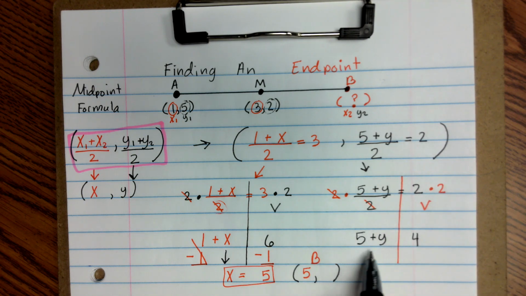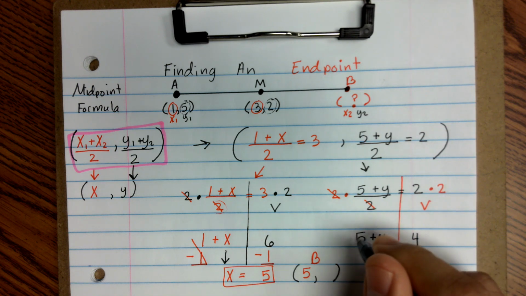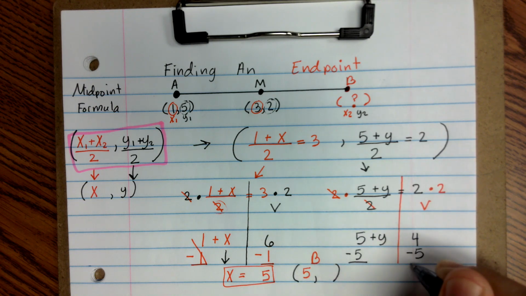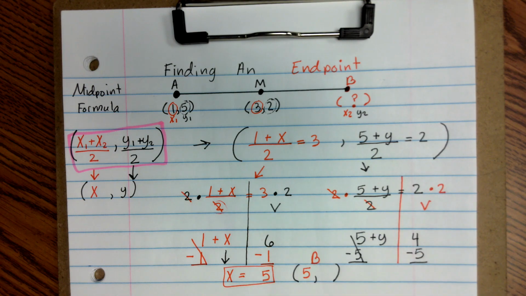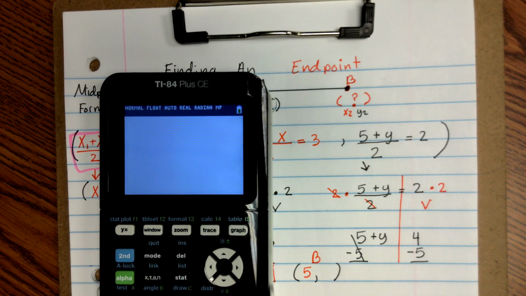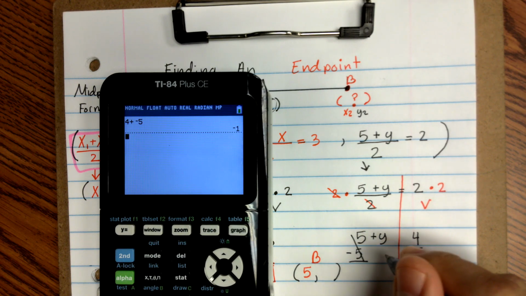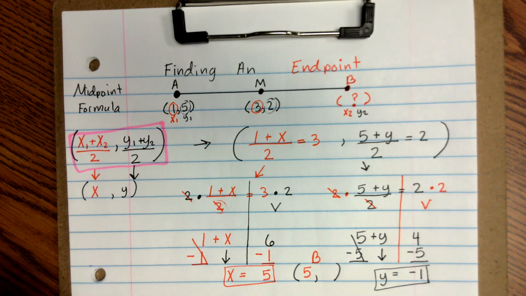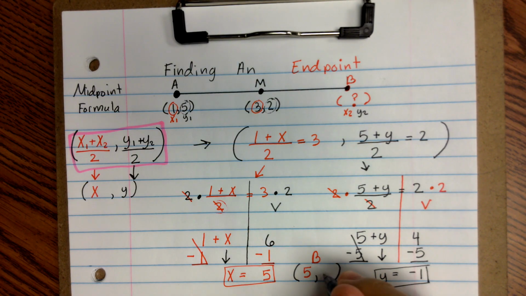Now the next step is we got to get rid of this 5. We need to move it away from the y value. So to move it over to the other side of the equation, I do the opposite of a positive 5, which is to subtract 5. I'll do that on both sides. 5 minus 5 is 0 on the left. And on the right, since this is an integer, I'm not going to take a chance at making a mistake on it. I recommend you put it in your calculator. So 4 plus negative 5. And that gives me negative 1. Bring down my y. And so y is equal to negative 1. So my y value for my endpoint is going to be negative 1.